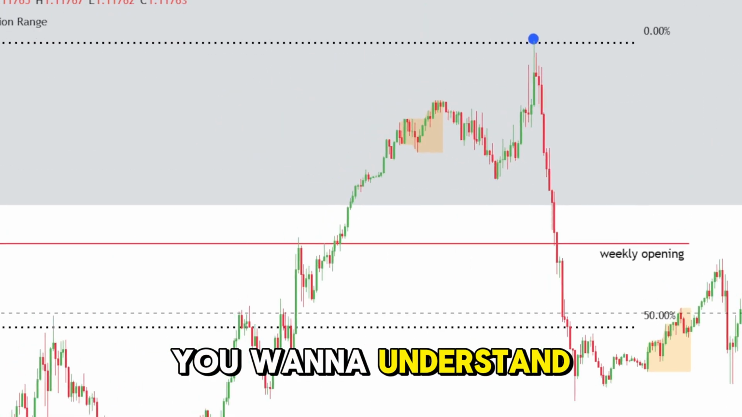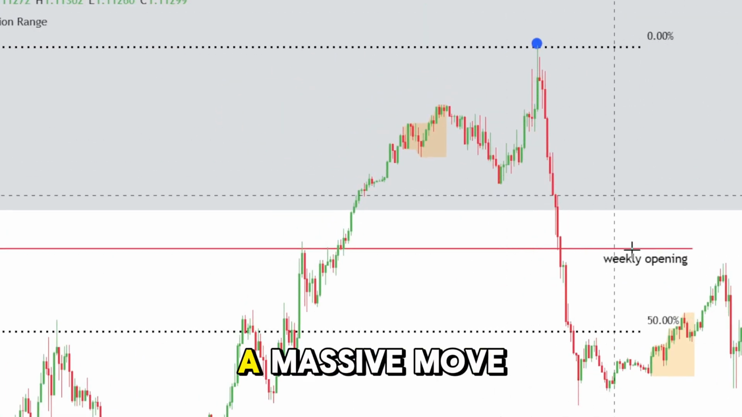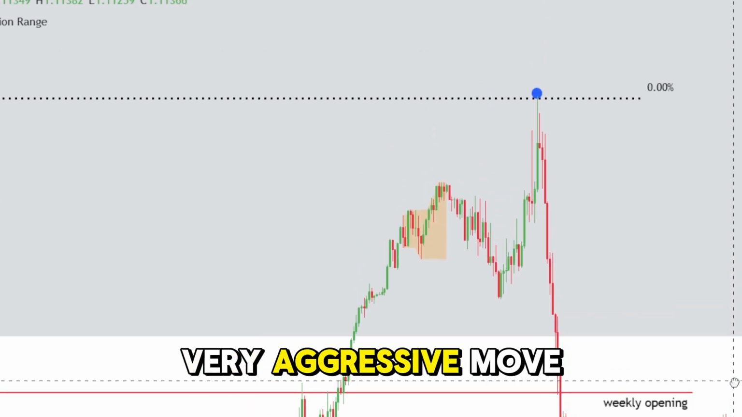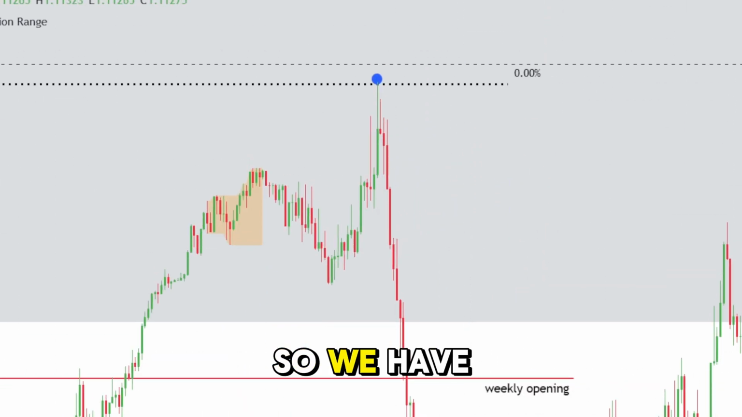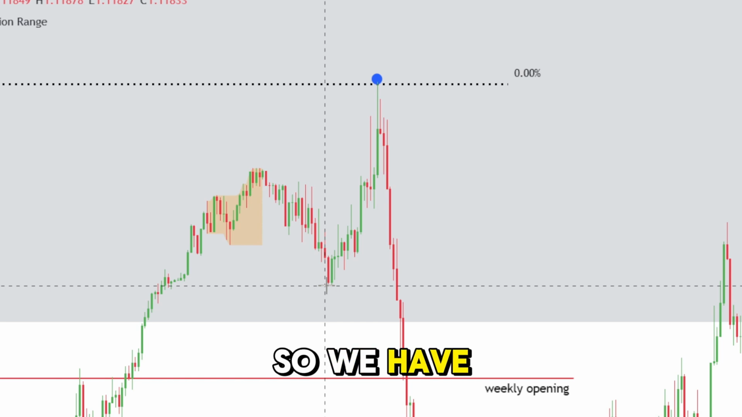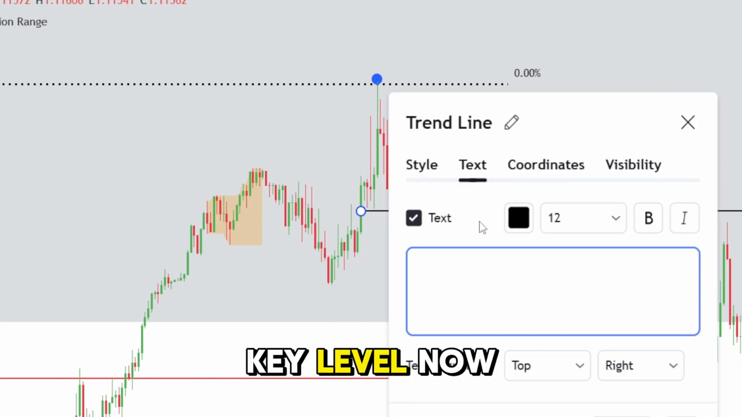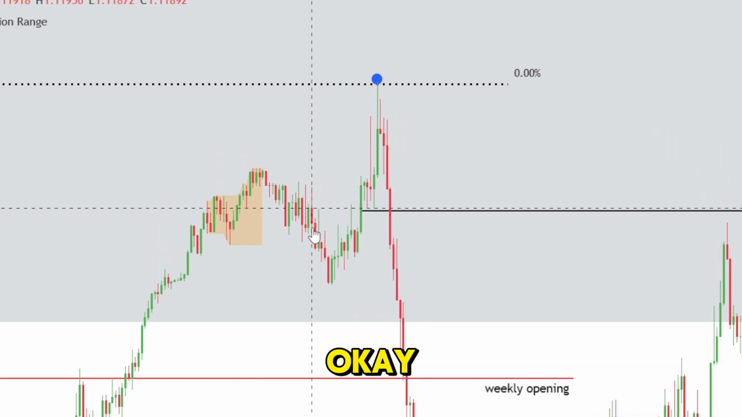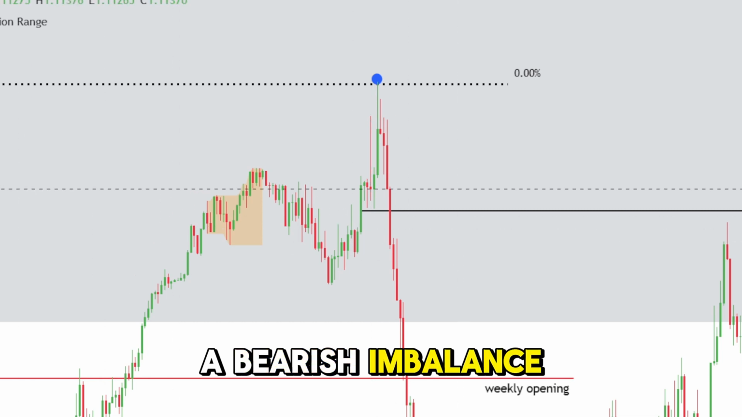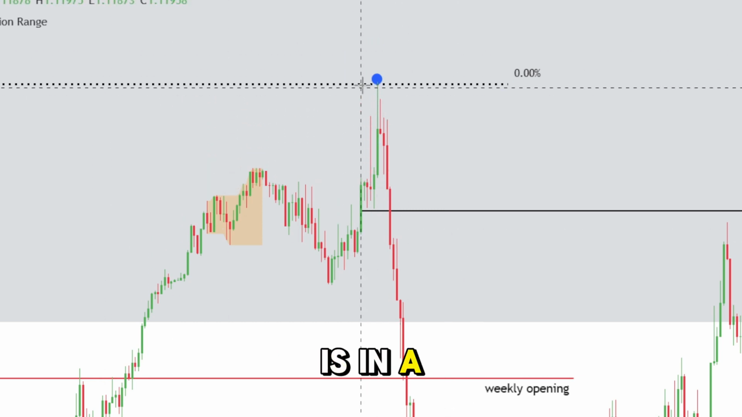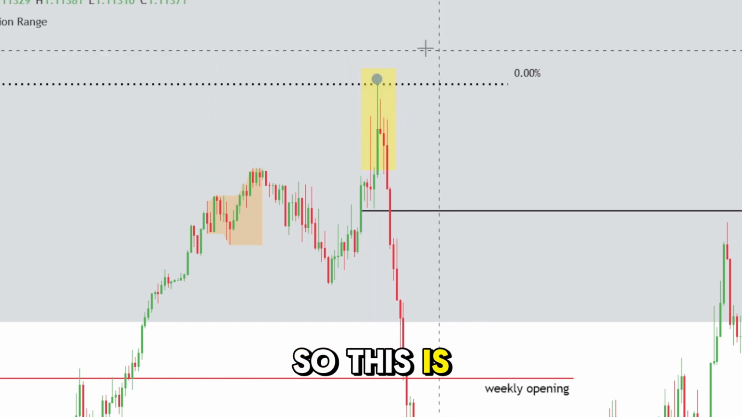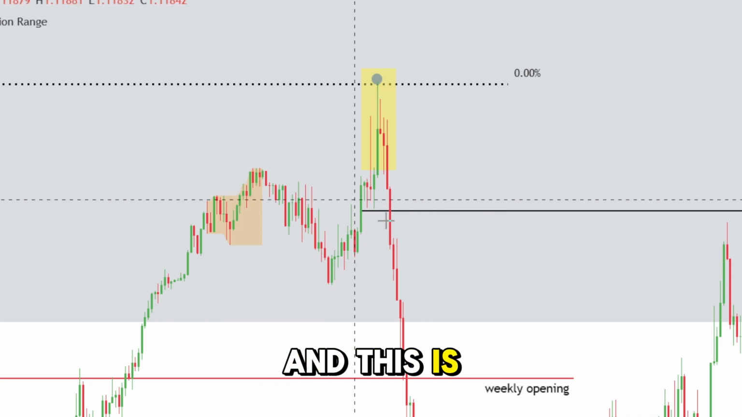The second thing we want to understand is if we look at Wednesday, we had a massive, very aggressive move to the downside. We have a fair value gap just over here, and our key level is in this region. Now, what makes this a key level? Well, it's a fair value gap, an inefficiency that left a bearish imbalance. It's also in a higher time frame PD array. This is the high of the day from Wednesday, and this is the high of the week.